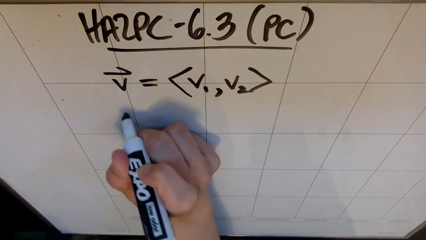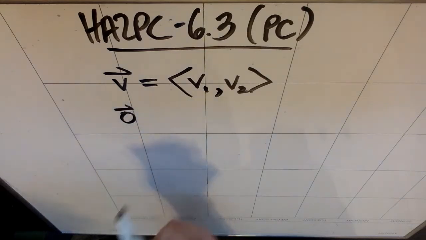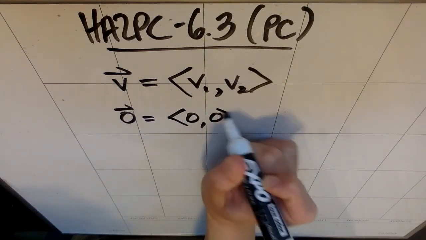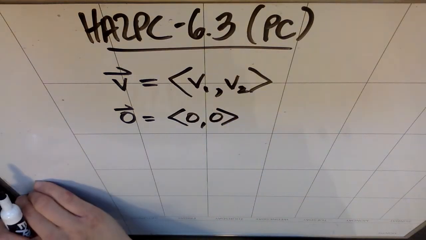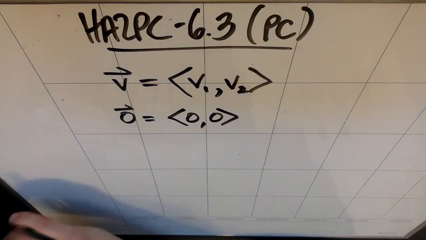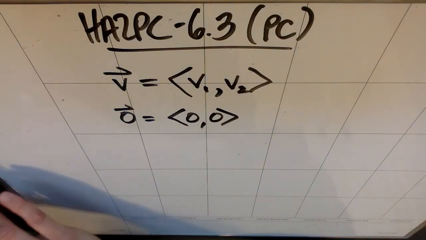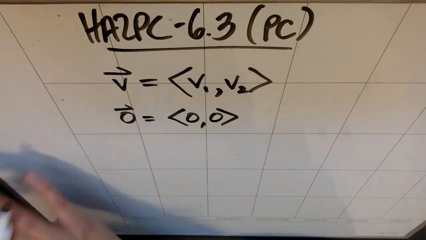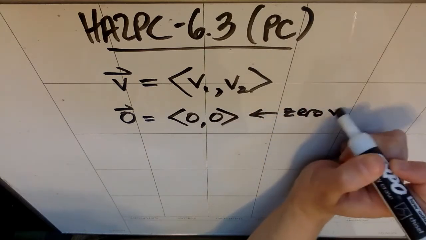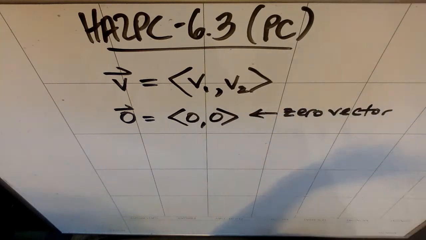But there is the zero vector, looks like a zero, not an O, but a zero, that has 0, 0 as its components, right? So essentially what this is saying is this is a dot at the origin that doesn't go anywhere. It has no magnitude. It has no direction. This is the dot at the origin. So this is called the zero vector, right? So that's the zero vector.